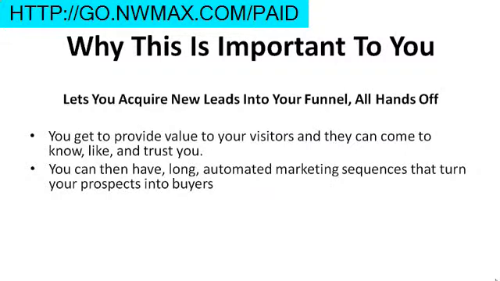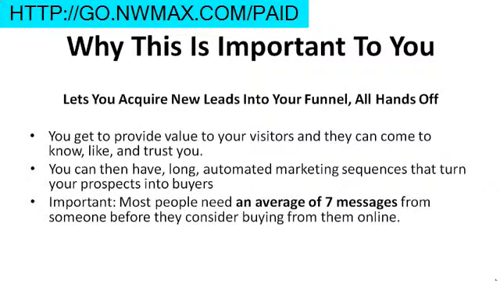Now, when you set up automated systems within your business, you can have long automated marketing sequences that turn prospects into buyers, and you need them to be long and automated because most people need an average of 7 messages from someone before they consider buying from them. If you think about how many times you bought something online, sometimes there are certain items that you'll buy right away just because you want it so bad, but other ones, they wear you down. They send you email after email, message after message. Sometimes you get a physical note in the mail, they send you a sales letter, and you come to grow to know this person and like and trust them, and then you wind up buying from them.